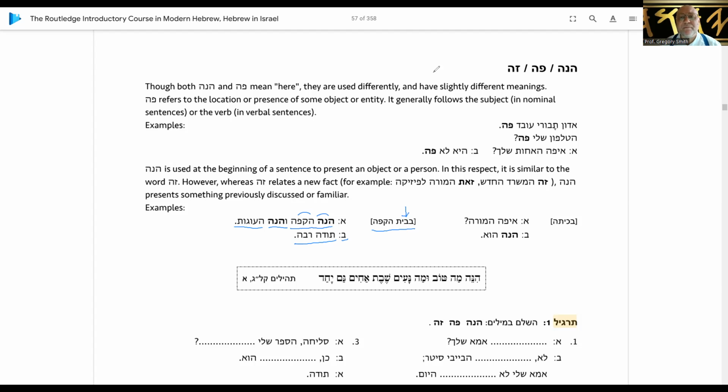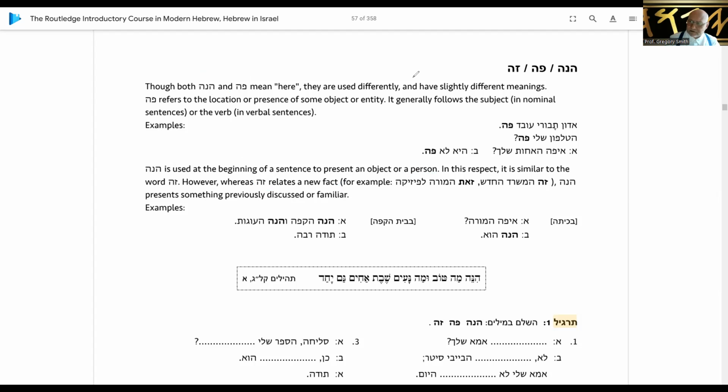Okay, so these are examples, differences of the hine and the po. Remember, the po has to do with the presence of some object or entity. Hine is used at the beginning of a sentence to present an object or a person. And then zeh relates to a new fact, whereas hine relates to something that's already known. So it's kind of confusing, isn't it?